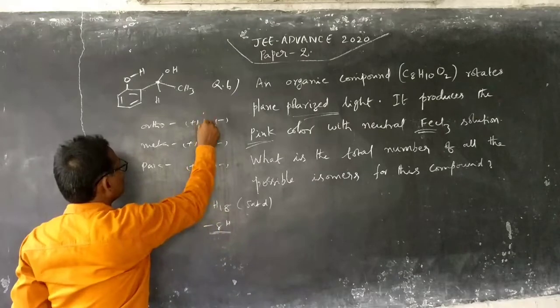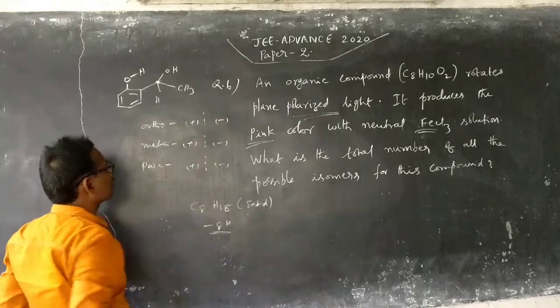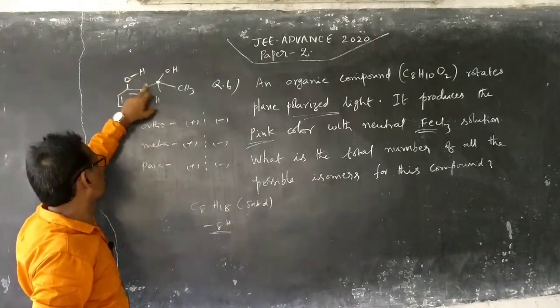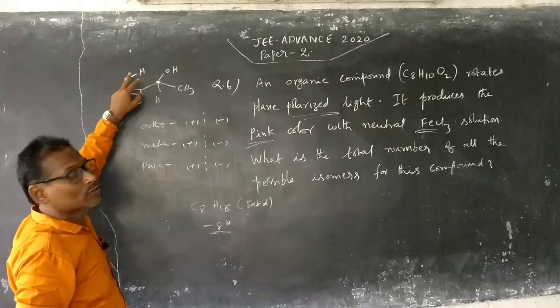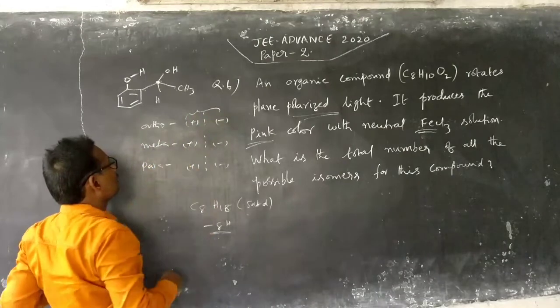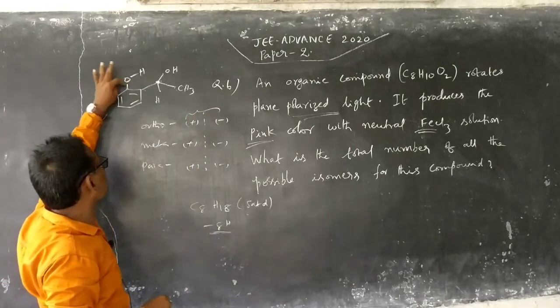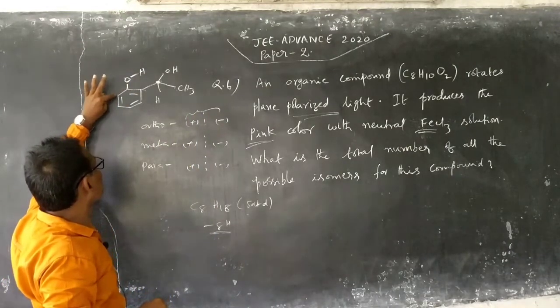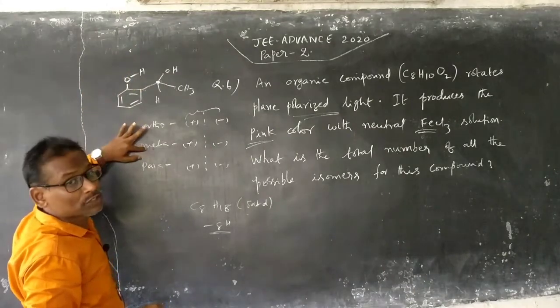So these are mirror images, one minute. This is one pair. When you write this compound with both groups in ortho form, there is a plus form as well as a minus form. This is one set of enantiomers. If you write with reference to meta position, OH is written here instead, so the 1, 3 positions are meta positions.